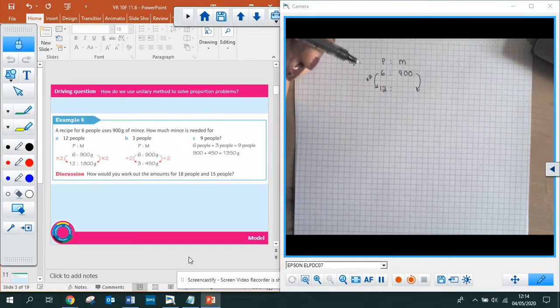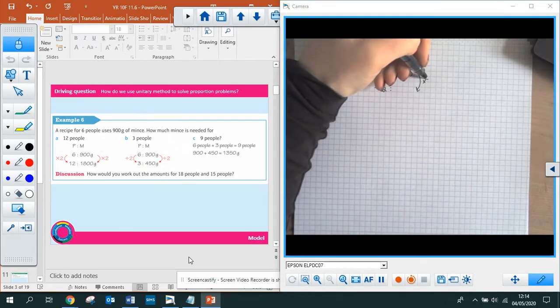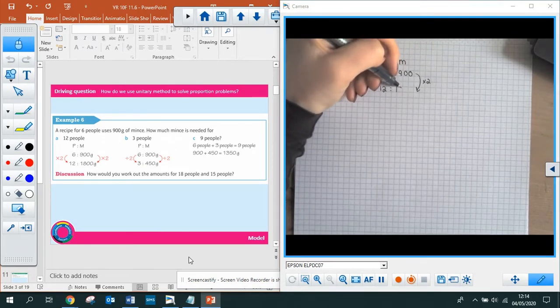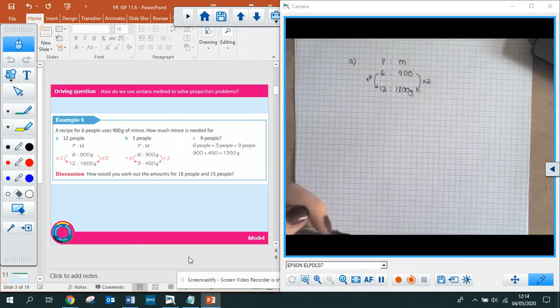Because I'm making it for 12 people, I'm going to double the amount I use. And I'm going to multiply that side by 2 as well, leaving me with 1,800 grams.